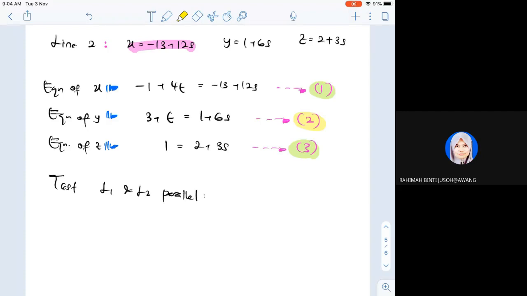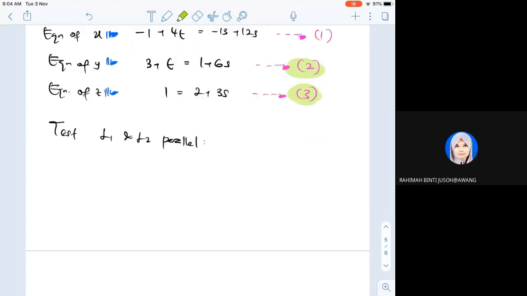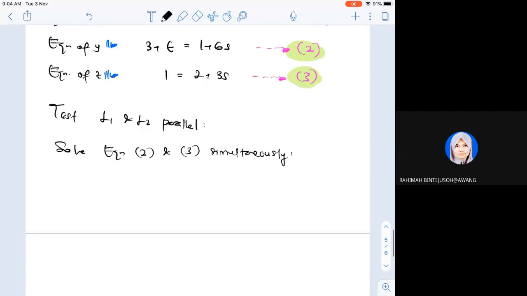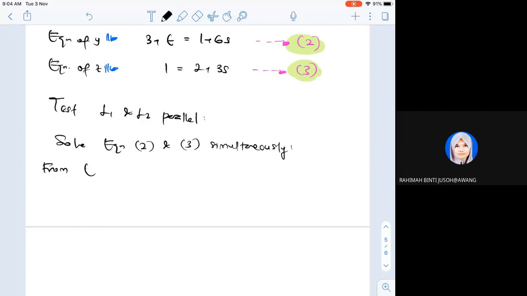Alright, so do you understand? Okay, now if you look at these equations, I think the easiest is to solve equation number 3 and equation number 2. I think it's better if we solve equations 2 and 3 simultaneously and then test in the first equation. Okay, so let us solve this. We take from equation 3, easy, it directly has just one variable. From equation 3.